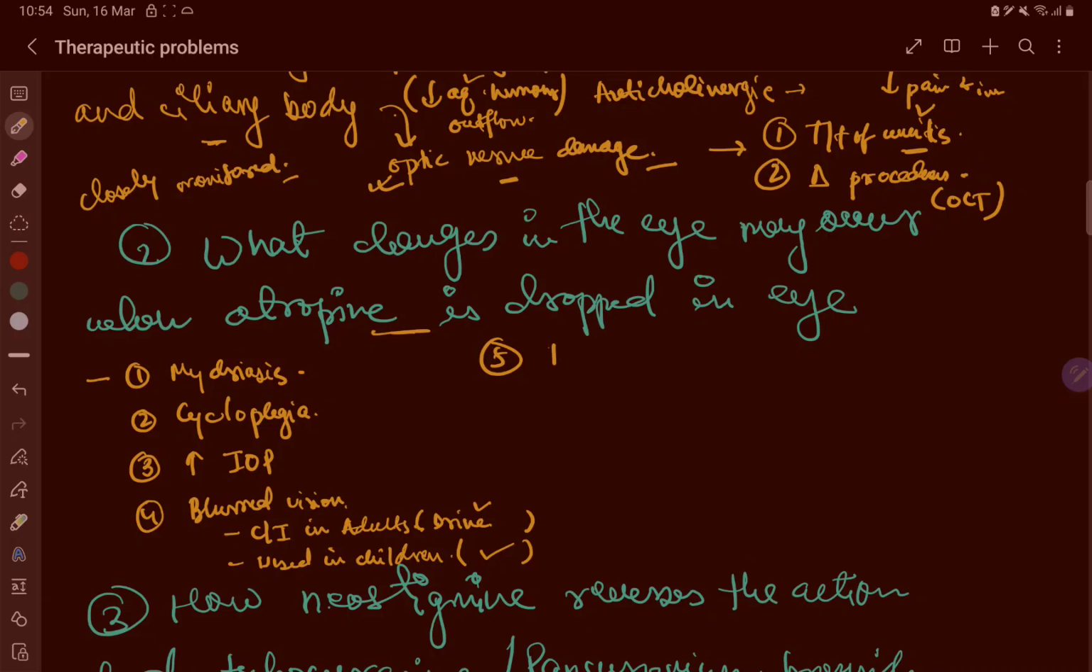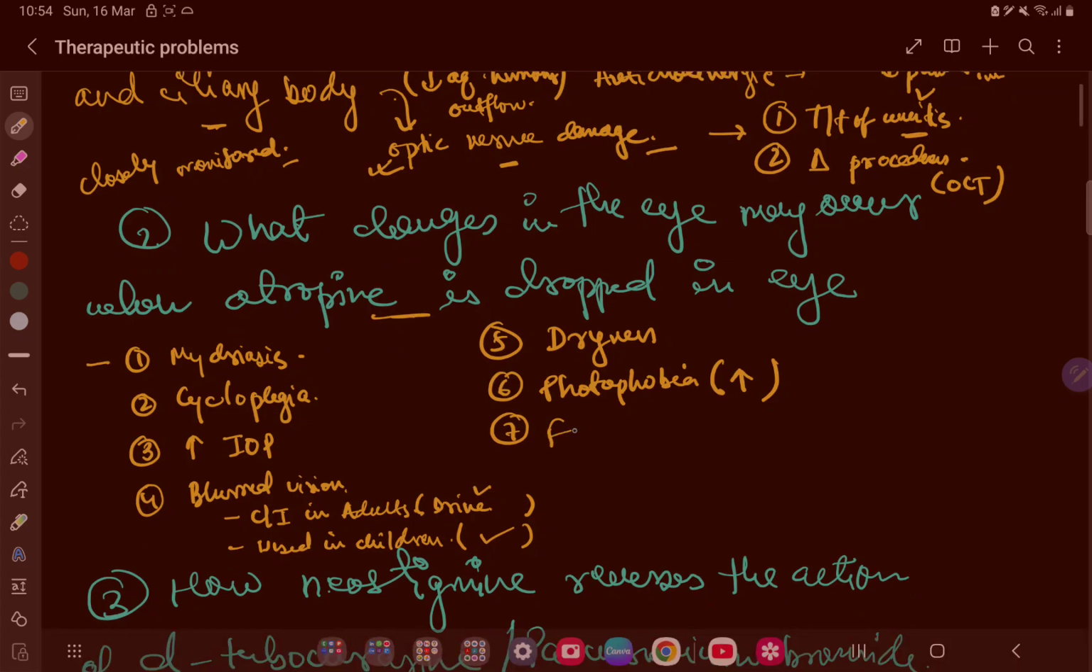Now, what are the other things atropine can do? It can cause dryness. Atropine can reduce the tear production, leading to dryness and discomfort. Next is photophobia. Photophobia leads to increased sensitivity to light, because of the dilated pupil. When the pupil is more dilated, what will happen? It will get more light. Okay, it will let in more light, which leads to photophobia.